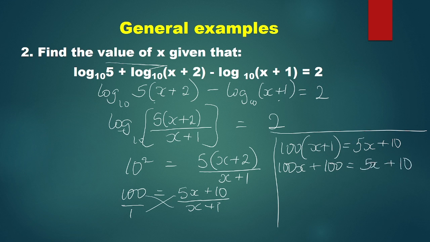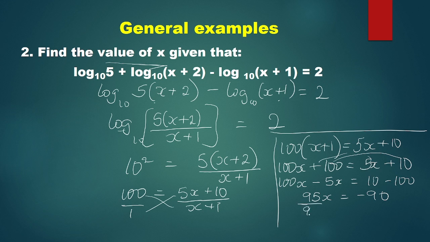equal to 5x + 10, which therefore becomes 100x + 100 equal to 5x + 10. If I collect my like terms, I'll simply have 100x minus 5x equal to 10 minus 100. I took this to this side and I took this to the other side. So I'll end up having 95x equal to minus 90.